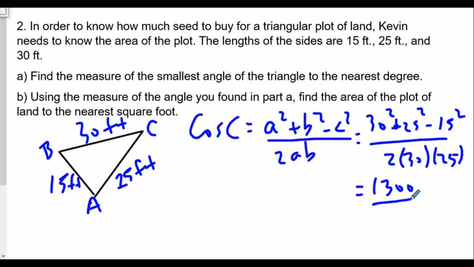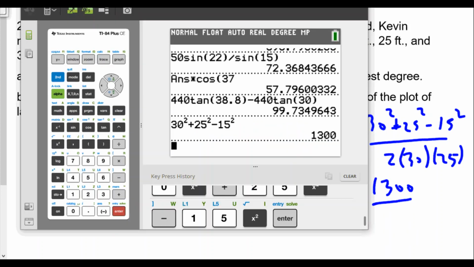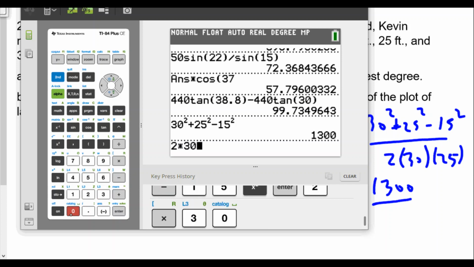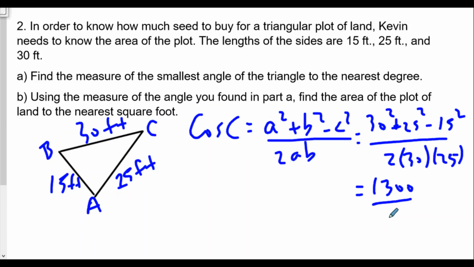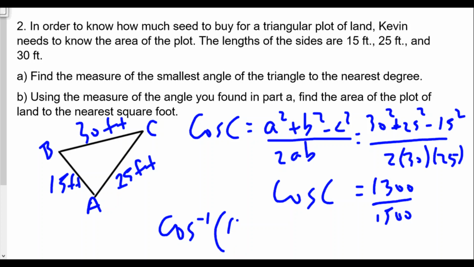Okay, and now we're going to find, in this case, 2 times 30 times 25. And we get 1,500. Okay, so it's 1,500. So the cosine of C equals this. We're going to use cosine inverse, the inverse of cosine, of 1,300 over 1,500, to find our angle measure to the nearest degree.